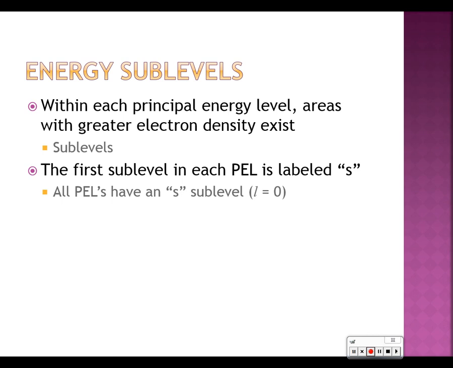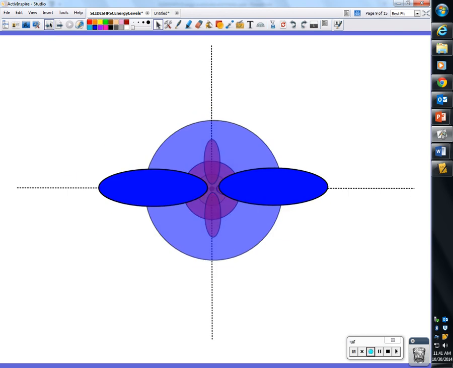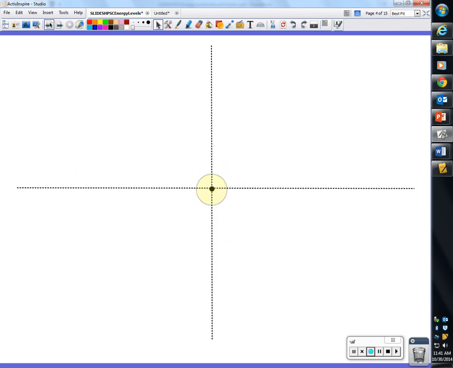A circle. Technically, it's not a circle, it's actually a sphere. But that sphere represents the first sub-level within each principal energy level. The very first shape that showed up on this picture is a yellow sphere. That is the first principal energy level, but it's also the first sub-level.